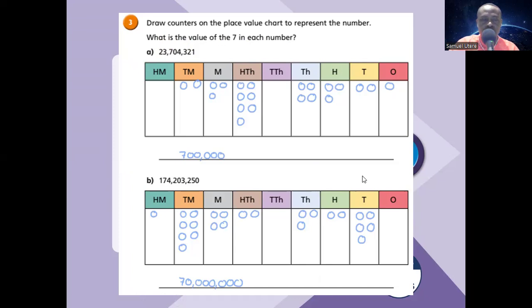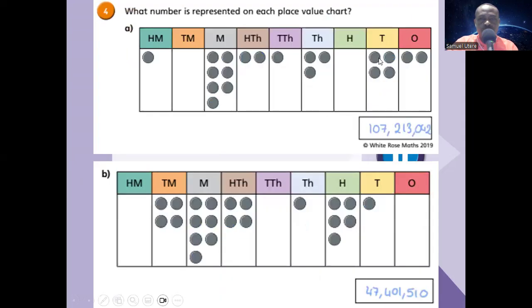And you can see the 7 represents 700,000. You can see the 7 is in the 100,000 column. You can see here the 7 represents 70 million. You can see the 7 is in the tens of millions column. So it represents 7 lots of 10 million. That's what it means. So it's 70 million.